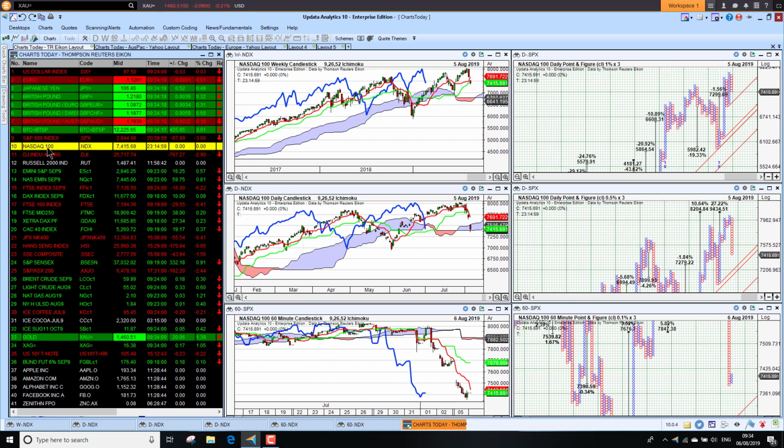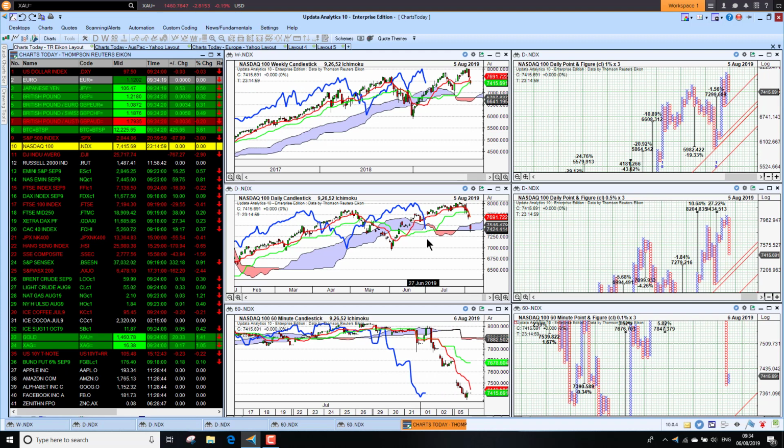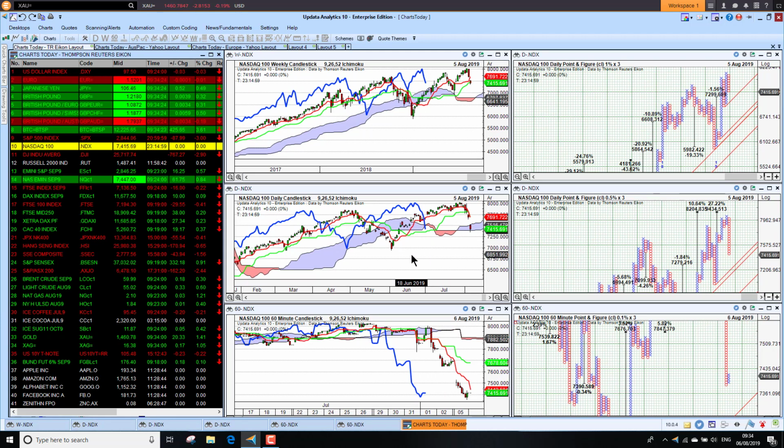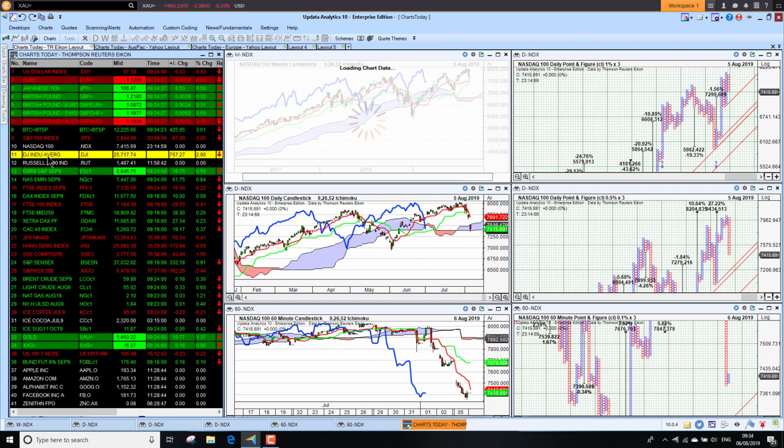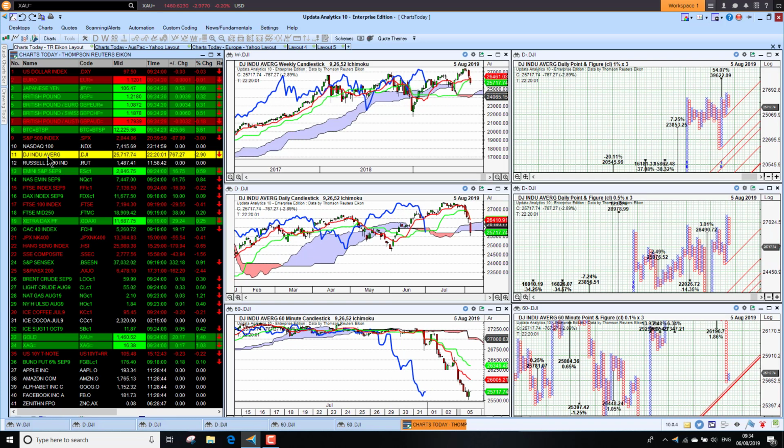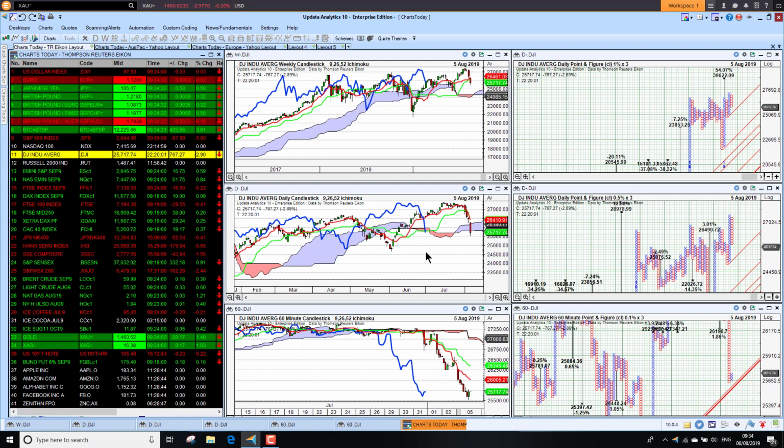The Nasdaq 100 similarly sitting on the daily chart on the lagging line, so we wouldn't be surprised again to see a bounce around these levels. And the Dow fell a massive 760 points yesterday, so we are seeing again testing this level.